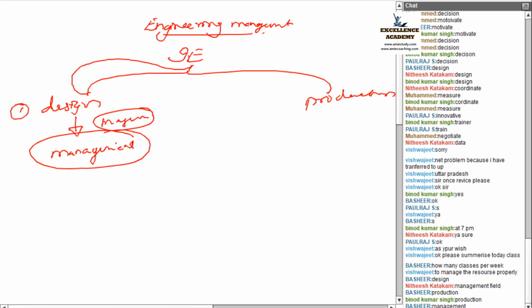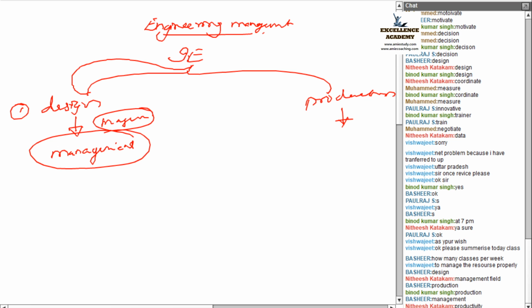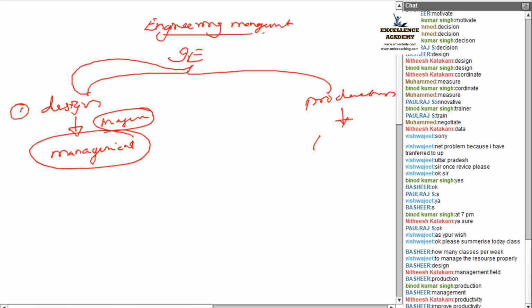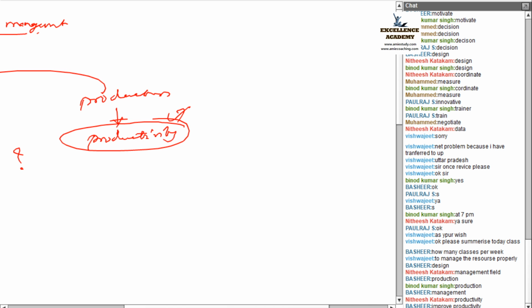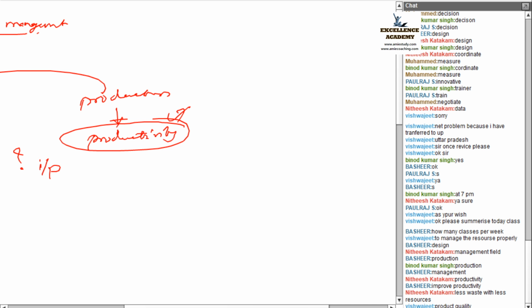Next is production. What does he have to do in the production section? Okay, he has to improve the productivity. How? What is his role in improving the productivity? Yes, what Nitish said is right. That is less wastage with less resources. Yes, less wastage with less resources.